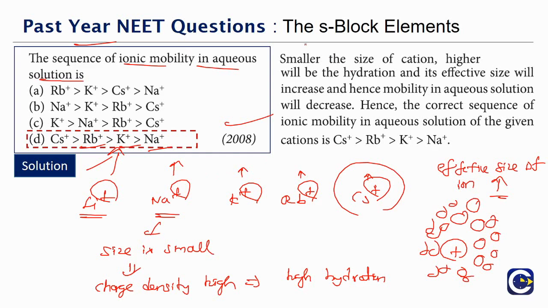The smaller size of the cation means there will be high hydration and the effective size will be increasing. So in the first group, lithium plus will have more effective size, and the effective size will be decreasing up to cesium. Less size means more mobility, and hence cesium will have more mobility.